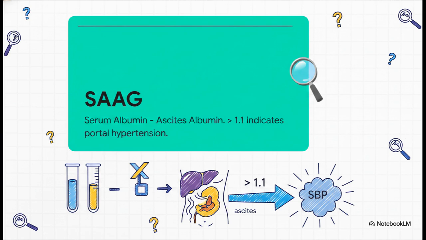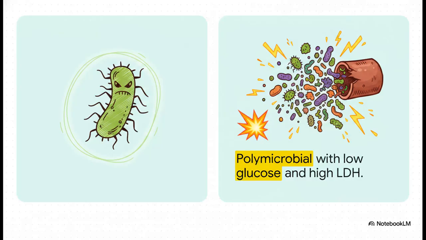If you get a score greater than 1.1, well, that establishes the baseline presence of portal hypertension, which completely sets the stage for SBP. But now we're facing a real 50-50 dilemma. Is this an isolated spontaneous bacterial peritonitis, or is it a secondary peritonitis from a surgical emergency like a perforated viscus? Well, SBP is typically a monomicrobial infection, usually from translocated enteric flora like E. coli.